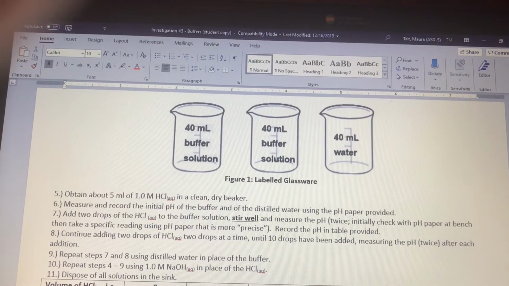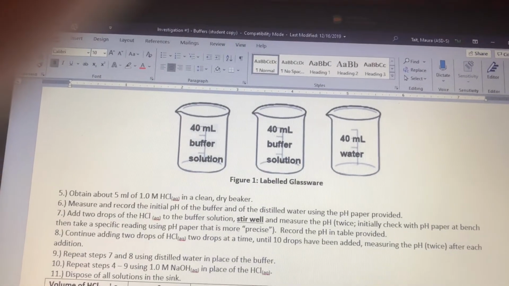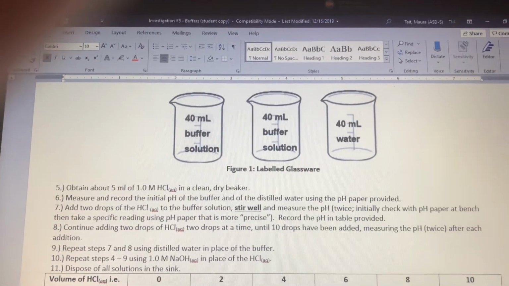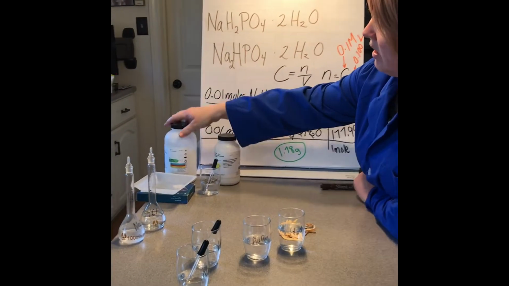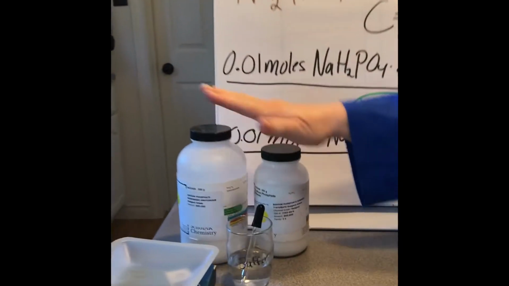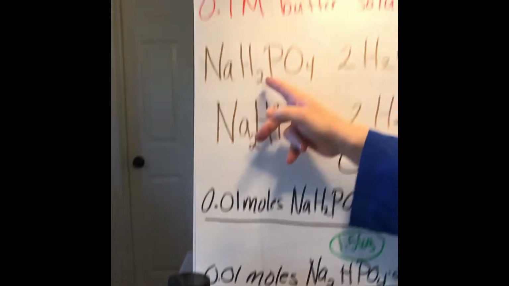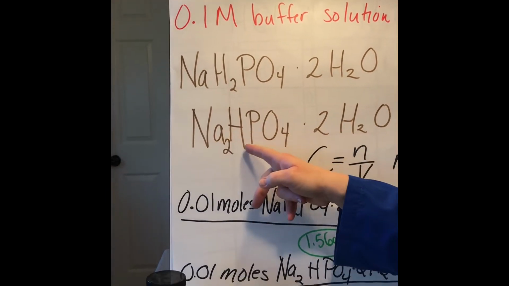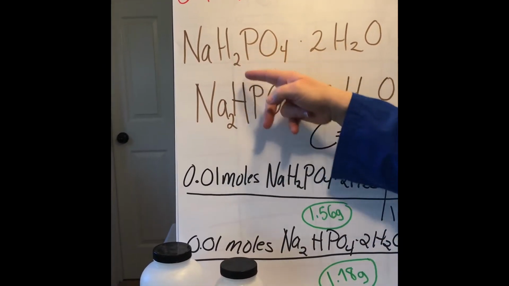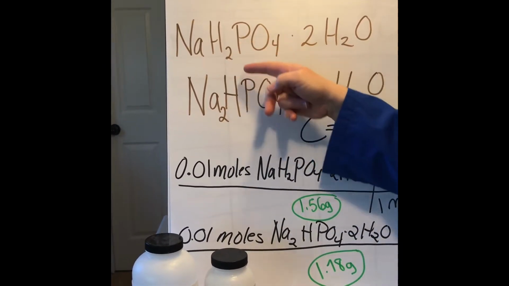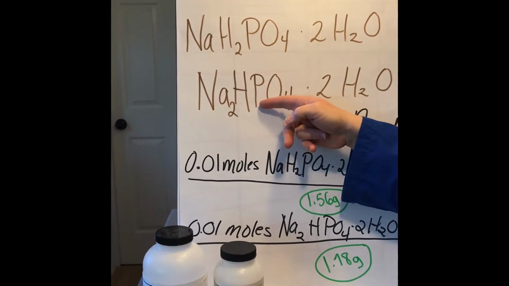And then I'll give you a few closing statements that lead you to better understand what would have happened. First of all, I got these two chemicals: sodium dihydrogen phosphate and sodium hydrogen phosphate. What you're supposed to notice is they only differ by an H. That's today's topic. We're going to talk about buffers.